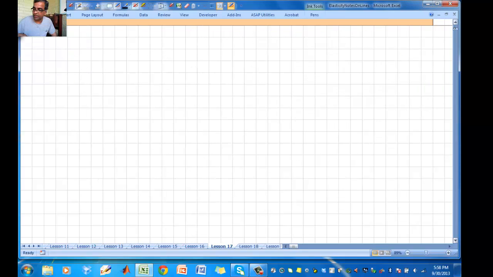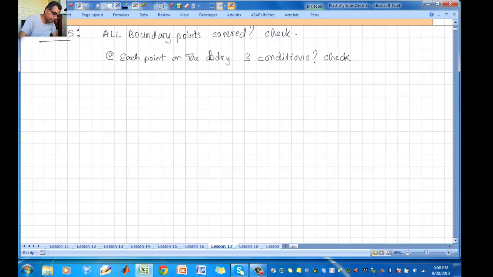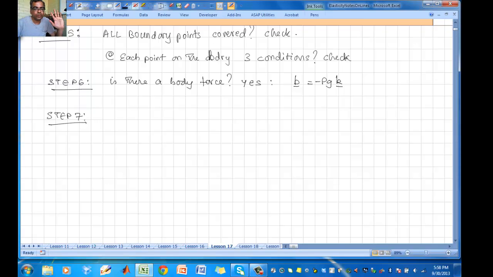Now we come to the question of trying to guess the solution. Right? And let us write this down also. Step 6. Is there a body force? Yes. And it is B equals rho g in the minus k direction. Okay. Now we come to step 7. Now we are off the track. So up to step 6 you have to do for every problem. Step 7 now depends upon what we can do.